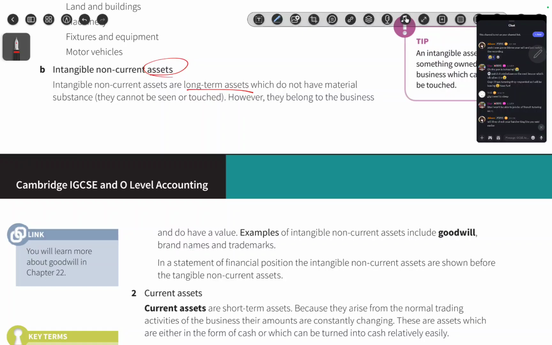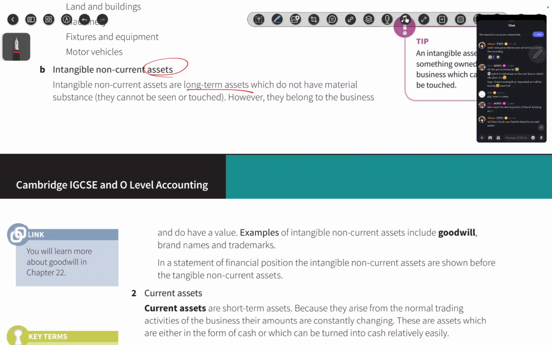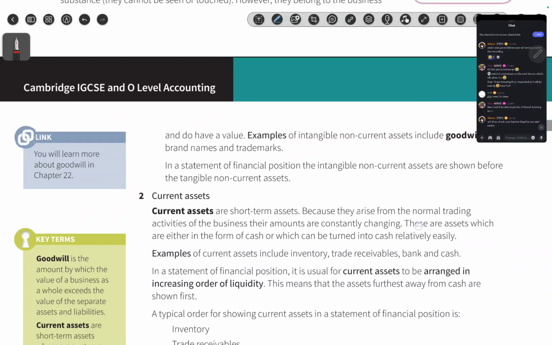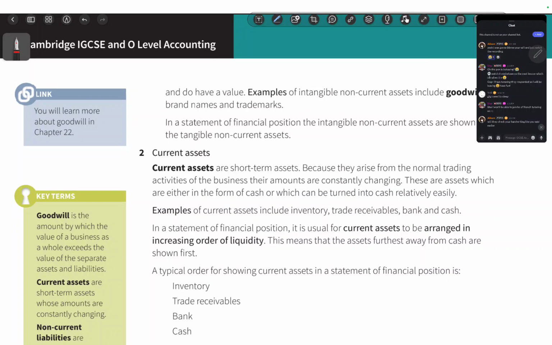brand names, trademarks. Now, in our syllabus, you only need to know the names of these, and they rarely ask it in the exams, but you just need to know it. You don't need to know how it's an intangible non-current asset. But goodwill, brand names, and trademarks are intangible assets. They're shown before the normal tangible assets, but you barely have any intangible assets given by the question. Still be prepared for it. You will learn more about goodwill in the future. This is the last chapter, and I don't know when we're going to have it.